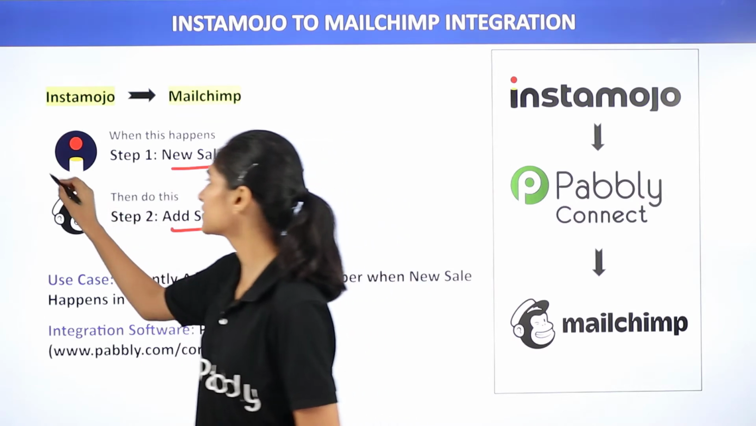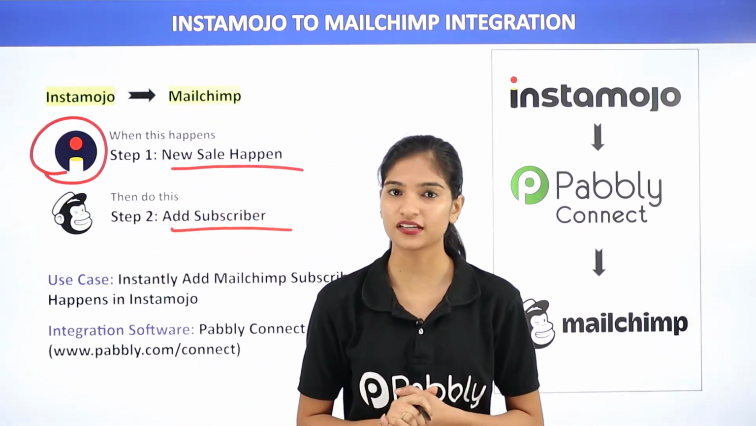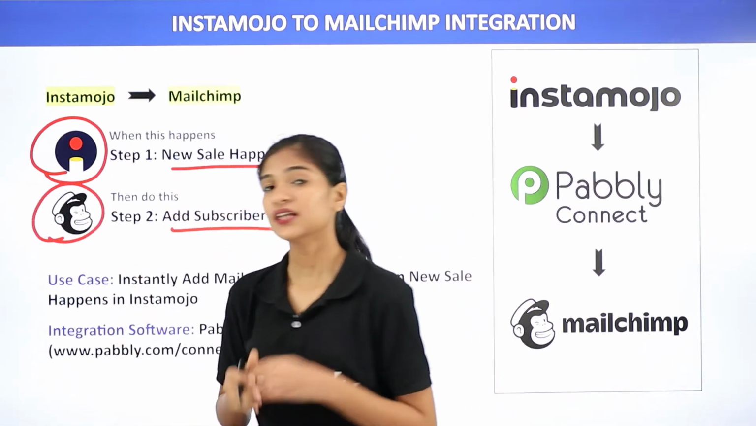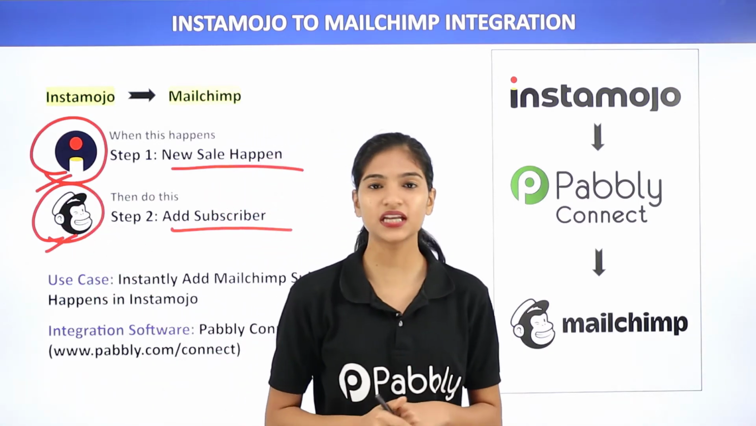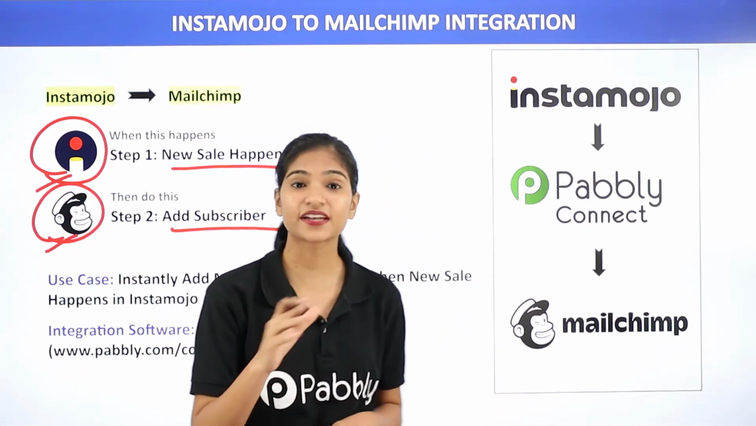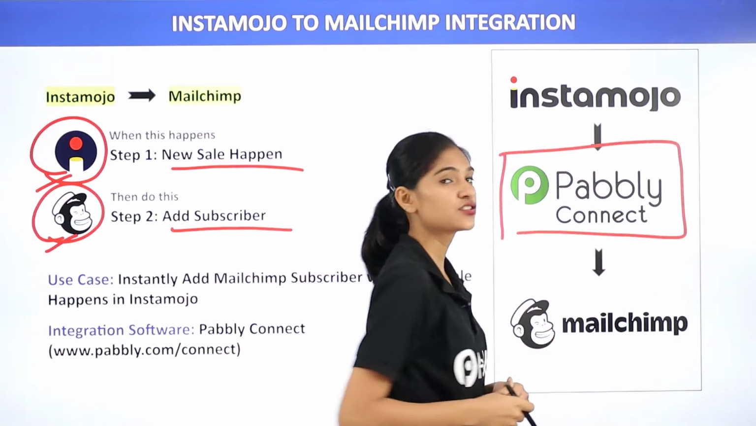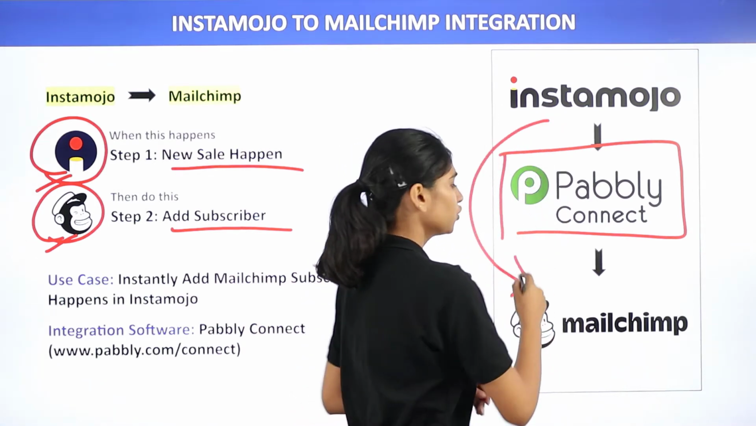So InstaMojo is a payment gateway and it is also a software application where you can set up your online store, whereas MailChimp is an email marketing software. The issue here is that InstaMojo and MailChimp don't have any integration between them, and that is why we are going to use Pabbly Connect. Pabbly Connect is an integration software which helps us to transfer data from InstaMojo to MailChimp.